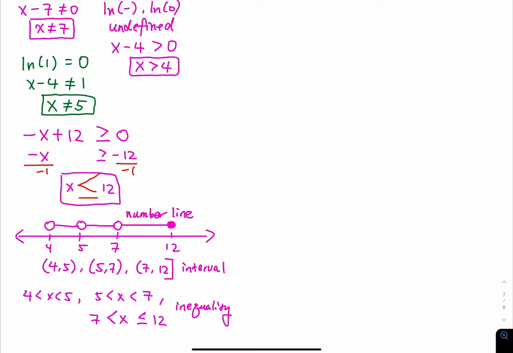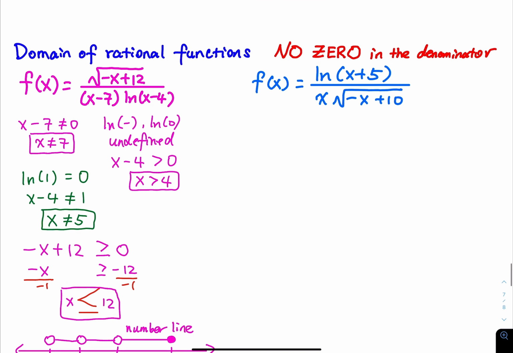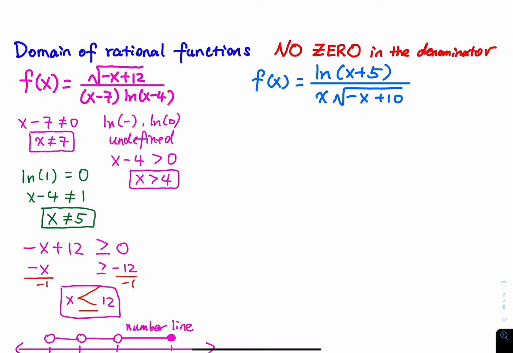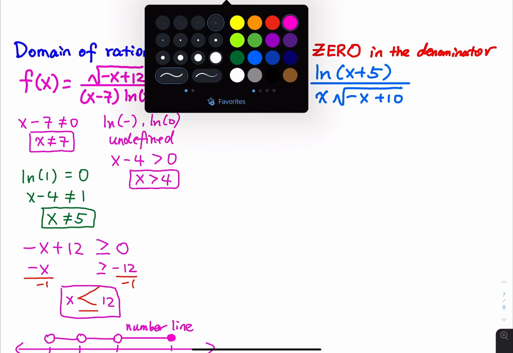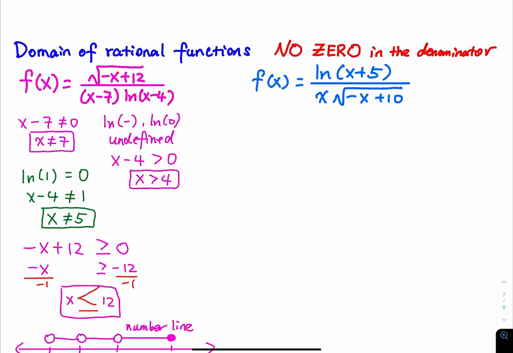And then the next function is basically trying to answer a what-if question. So what if I have a ln on top and then the square root on the bottom? What happens? First of all, this x right here, I cannot allow a 0 in here. So this x cannot equal 0. That is the first restriction.